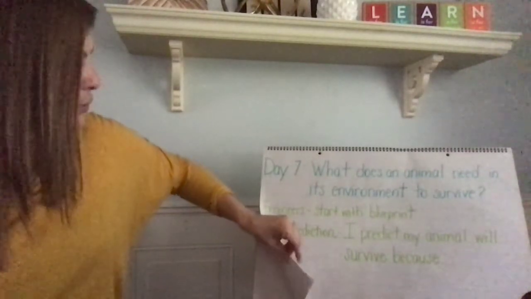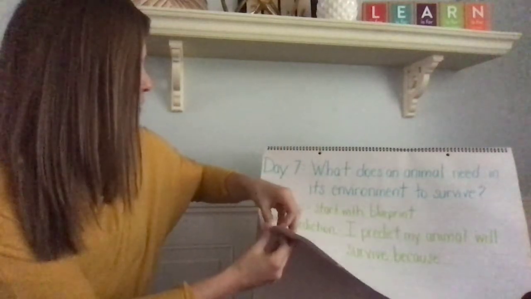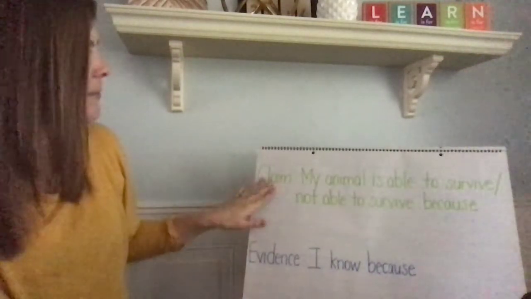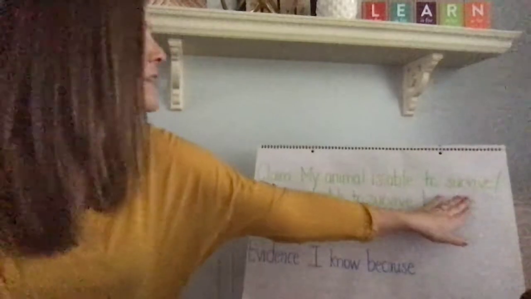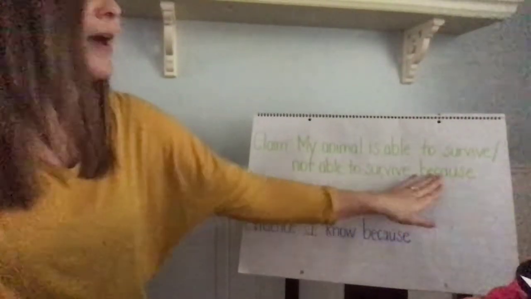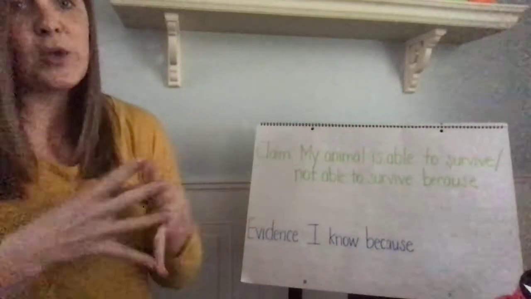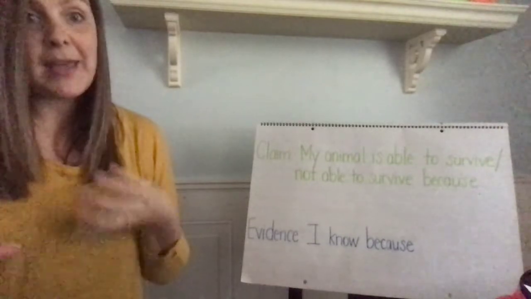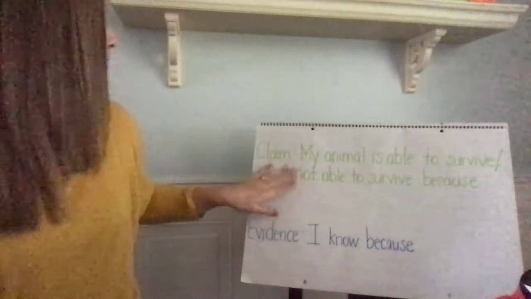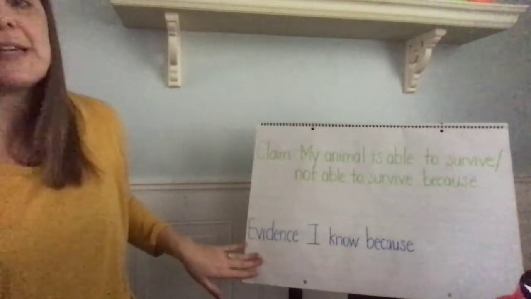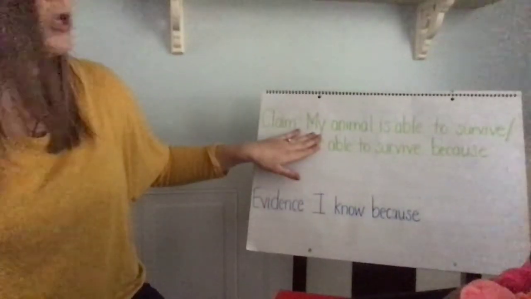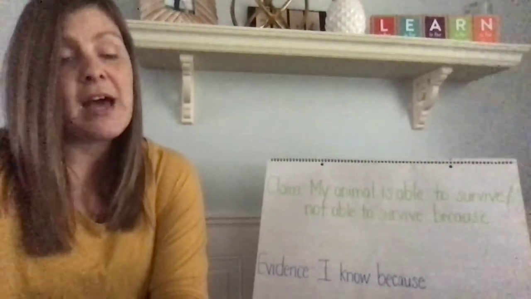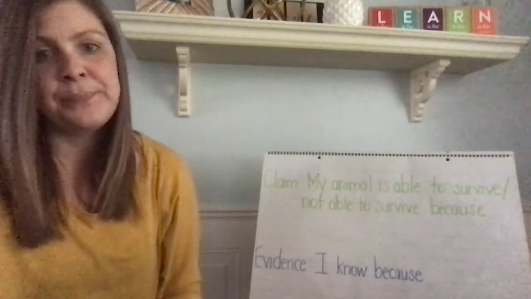So after you build your diorama, you have a claim and some evidence that I would like you to fill out. So your claim is, my animal is able to survive or not able to survive because why? So based on what you have in your habitat, what is there that's helping your animal survive, or did you forget something and your animal isn't going to be able to survive? You need to be able to make a claim. And then your evidence is, I know my animal will or won't survive because why? So that's what you have in your habitat that's going to help your animal survive or not survive.